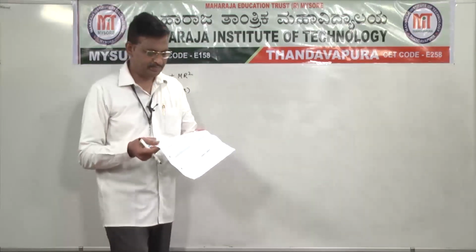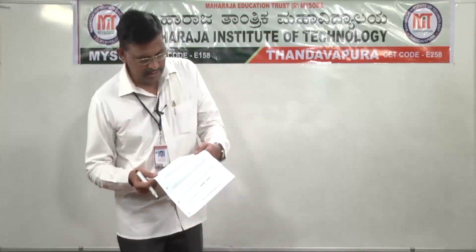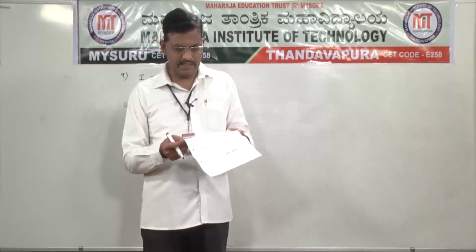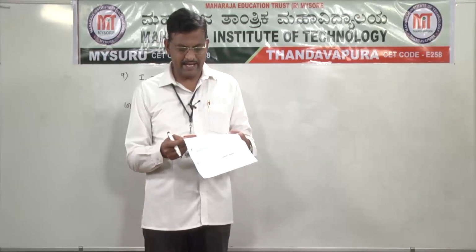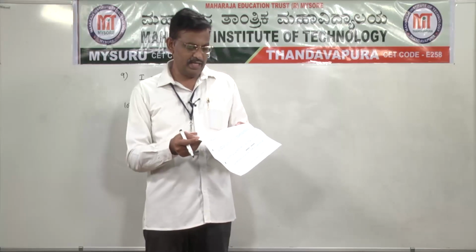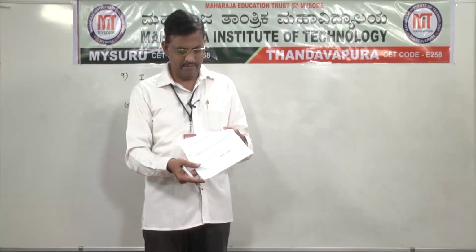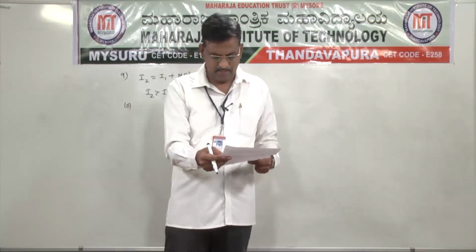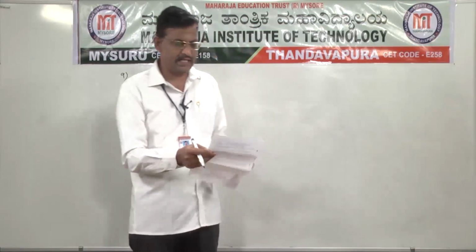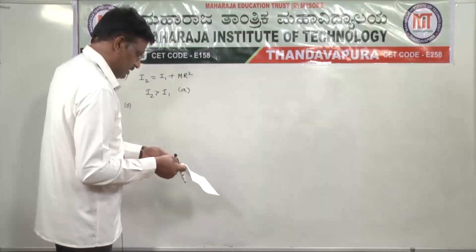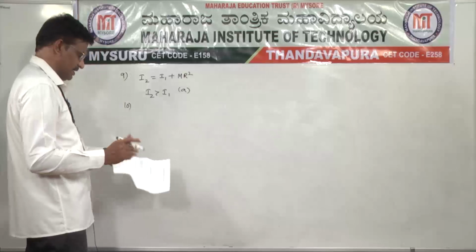Next, 10th question. The ratio of the radii of gyration of a circular disc about a tangential axis in the plane of the disc and of a circular ring of the same radius about a tangential axis in the plane of the ring is. So in this case, first of all, the circular disc, and in the second case the ring.